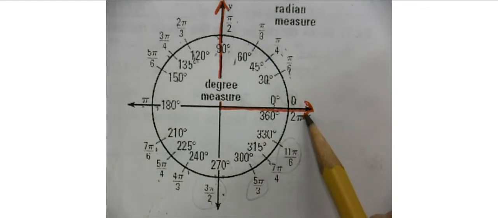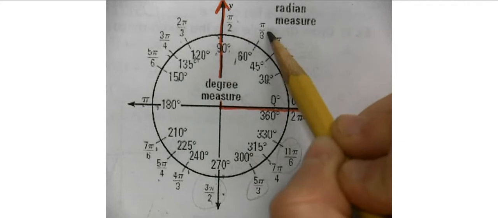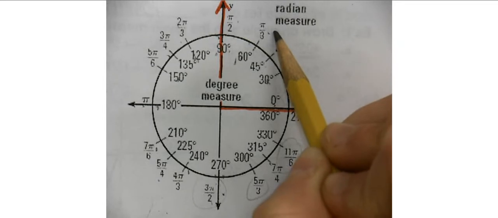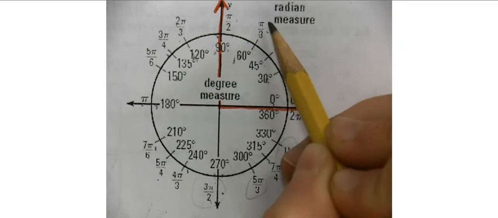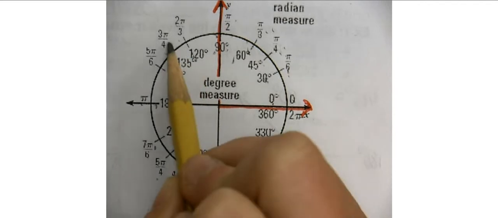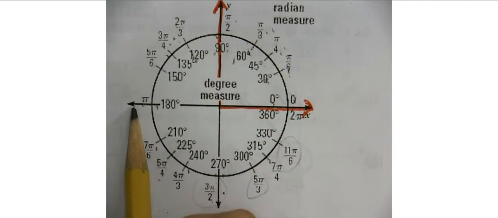You can also make this work with 60 degrees. 60 degrees is pi over 3. Every 60 degrees that you travel will be another pi over 3. So here's 60 degrees, 120 degrees. We have 2 pi's over 3. Then we have 3 pi's over 3, which is going to be pi.